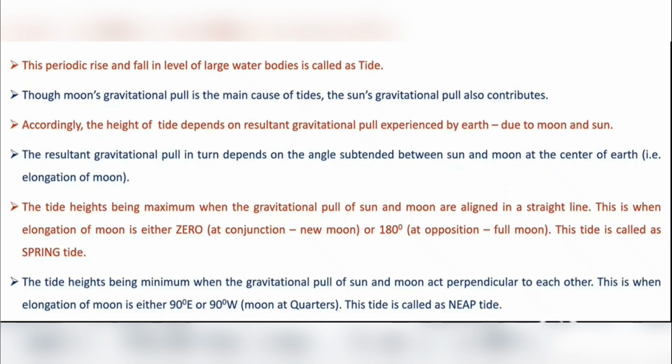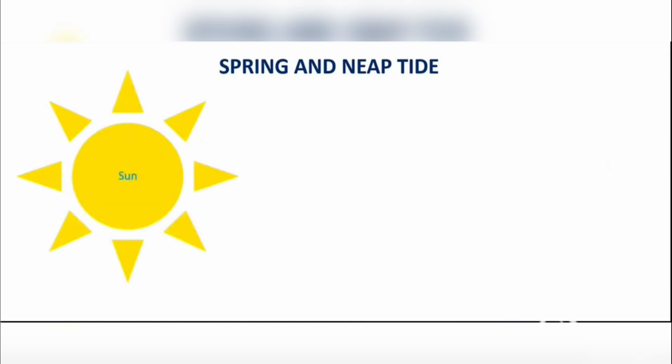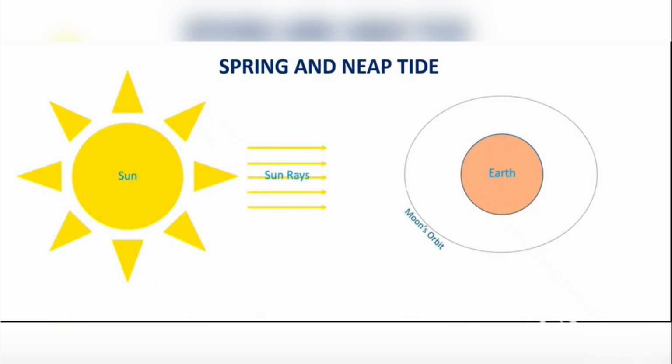This tide is referred to as neap tide. Let's reinforce the concept of spring and neap tide through this diagram. We have the sun, we have the earth. Sun's rays travel in a straight line, as can be seen in the diagram. Moon revolves around the earth in its orbit, so we have the orbit of the moon.